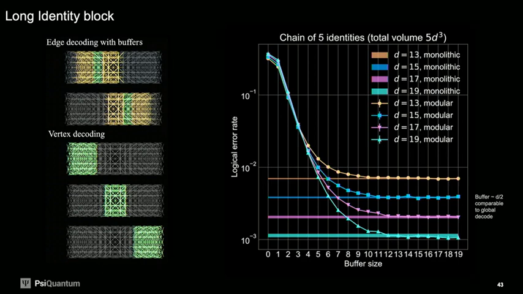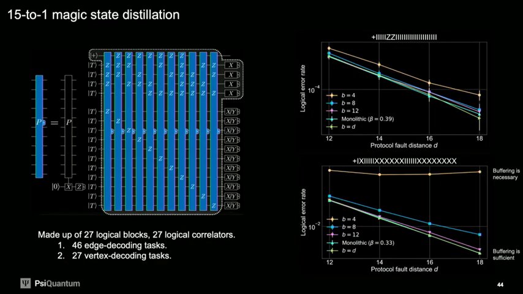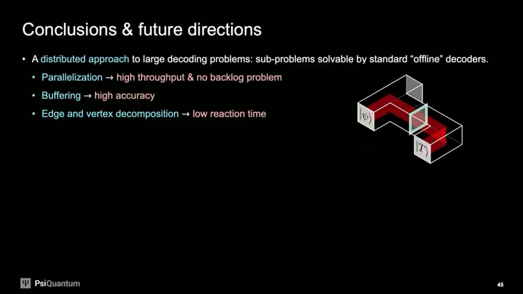And in practice, you see you don't need a buffer equal to the distance. You can get away with maybe d/2. Also, there's the more complicated example. I won't talk about this, but there's a big circuit for the 15:1 distillation circuit. And you can decode this. You see buffering is necessary. If you don't have a buffer, the logical error rate doesn't go down as you increase the distance. But if you have a sufficient buffer, it does. So it works well in practice.